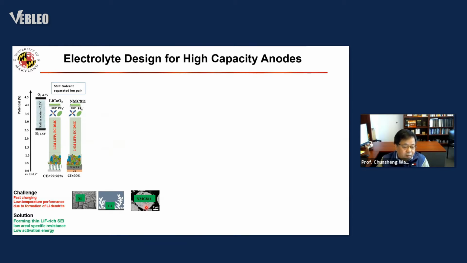Traditionally, the way to solve the problem is to form a polymer coating on the surface, very flexible with plastic deformation. But over 1,000 cycles of repeated volume change, no material can accommodate such a large volume change. So we think differently.